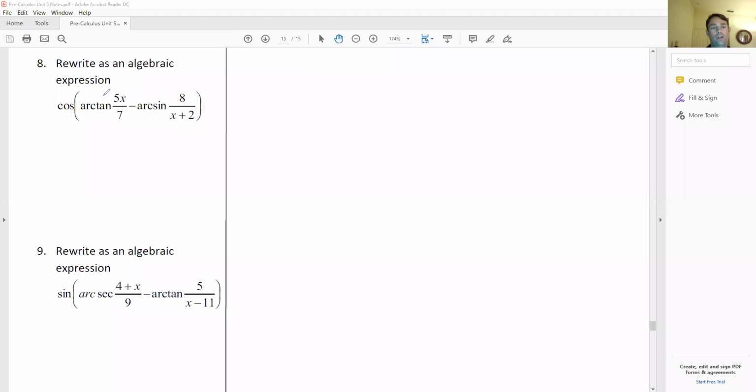What about if I deal with arcs? Now let's remember what arcs are. An arc is really nothing more than an angle. So what this is telling me is that tangent of theta is 5x minus 7, and that sine is the same thing as 8 over x plus 2.